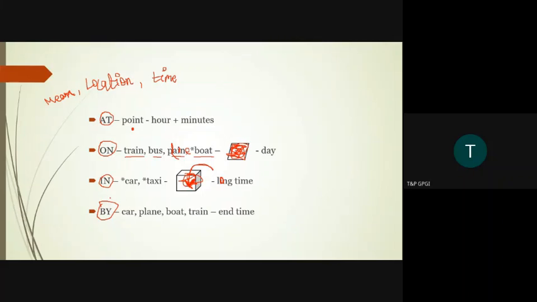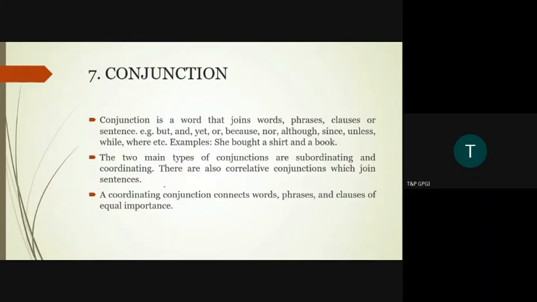I hope you understood when you have to use by, in, on, at for transportation, location, and time. I've told you to use at, on, in, by for transportation, location, and time. We'll move on now to the next slide. And the next slide brings us to conjunction.